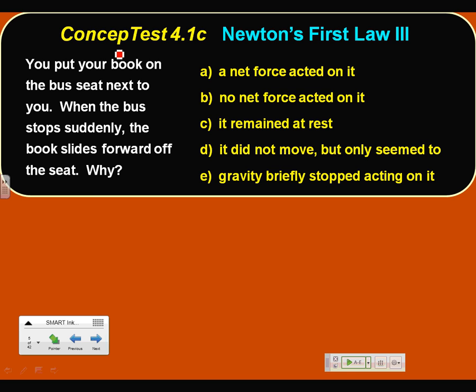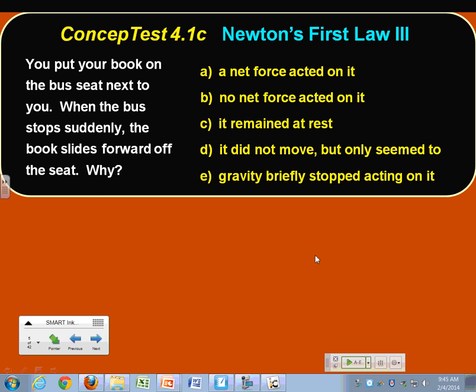All right, you put your book next to you on the bus seat. When the bus stops suddenly, the book slides forward off the seat. Why did it move forward off of the seat? This is going to really test your Newtonian versus Aristotelian views of motion, because most of you are Aristotelian, not Newtonian.